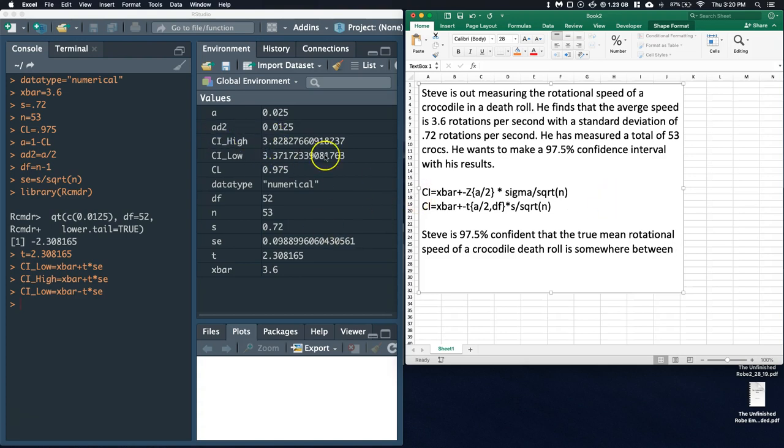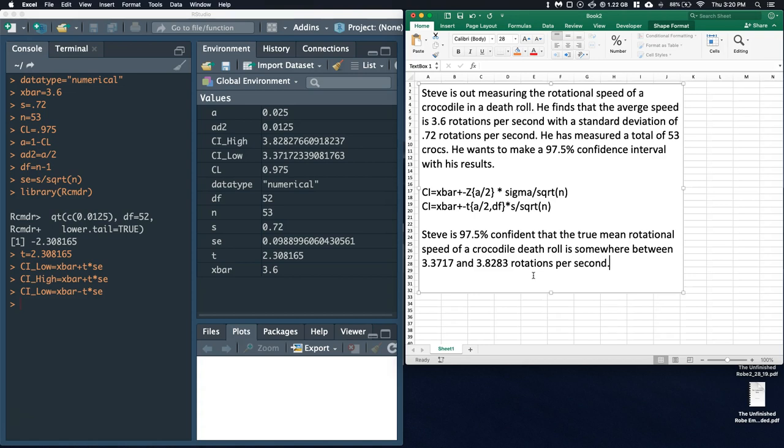Well, we can say for the high is like 3.8283, and oh, that was the high. Generally, we should put the low first. So I'll just cut that out real quick. 3.3717. And then rotations per second. Okay, and there we go.